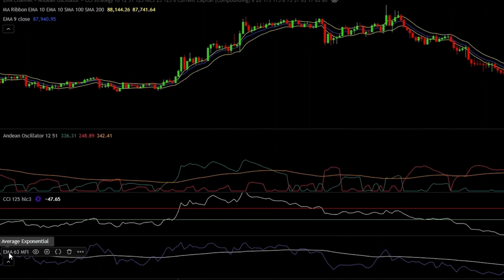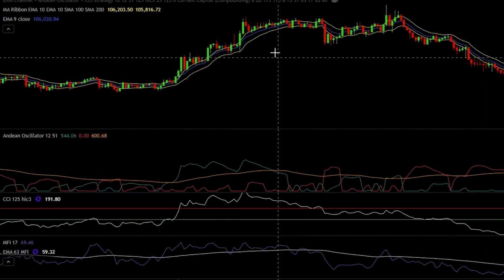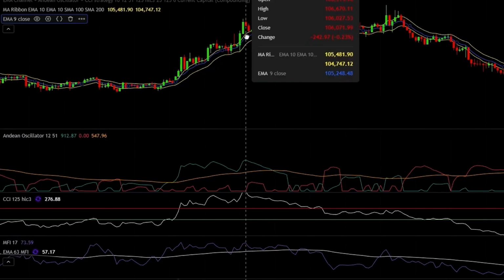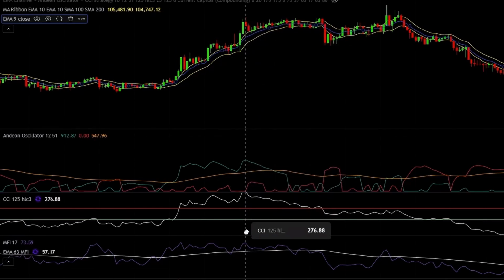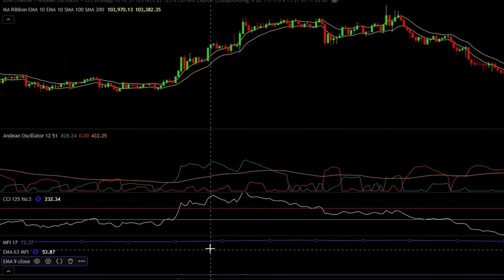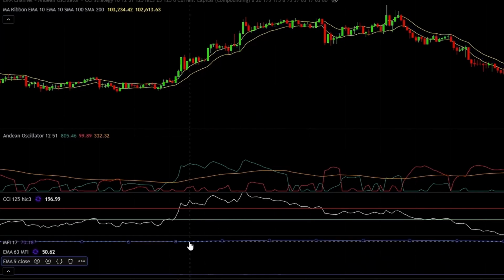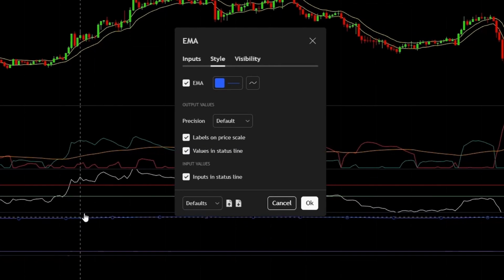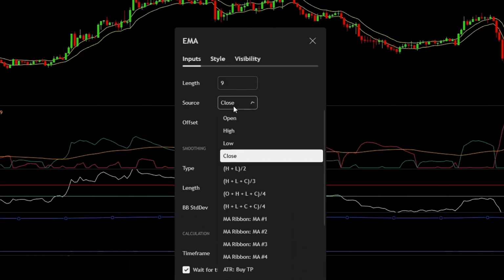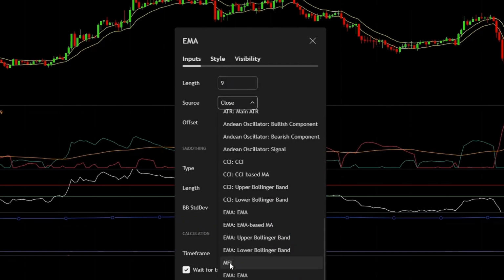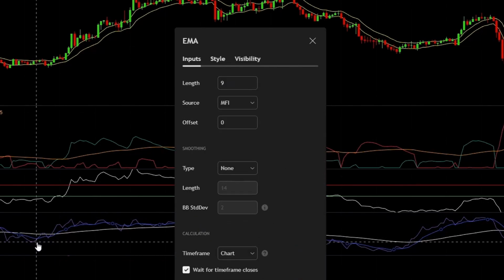Now for the MFI with EMA, first you need to add the EMA onto the MFI, so that's why we added an EMA onto the chart. Now find that EMA, click on it, and start pulling it down until you reach the MFI. This will place the EMA on the MFI indicator. Now double click on that EMA and set its source to MFI. This way this EMA now will move according to the MFI indicator.